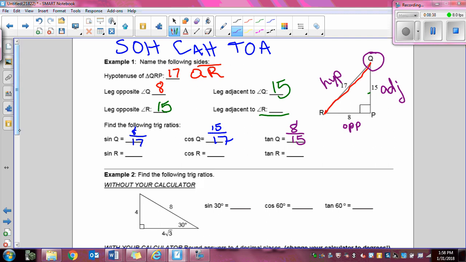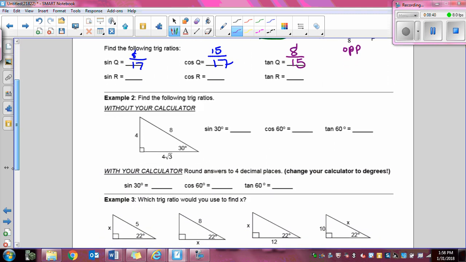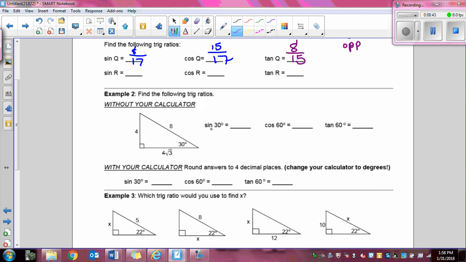So they want our ratios without a calculator. Let's try this. We want sine of 30, cosine of 60, tangent of 60. Let's try sine of 30 first. First, we're going to add these angles up, 90 and 30, and subtract that from 180. You're going to get 60 for sure. Remember, this is one of our special triangles, 30, 60, 90. We learned this last notes.